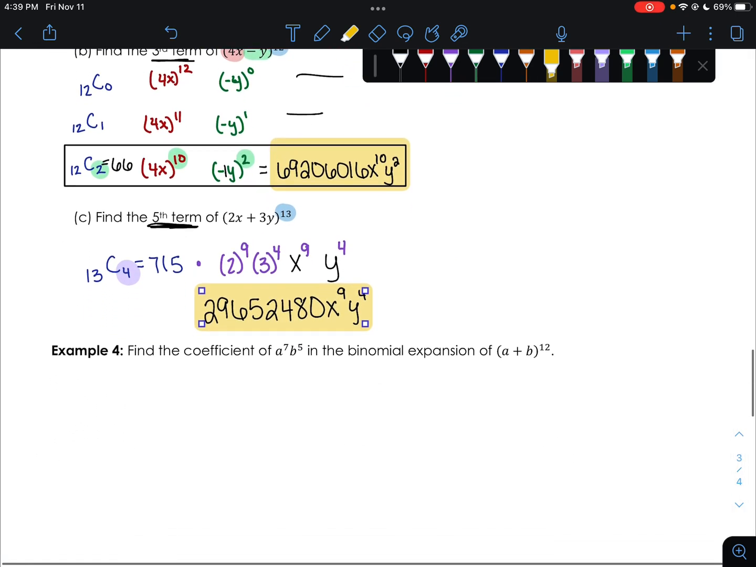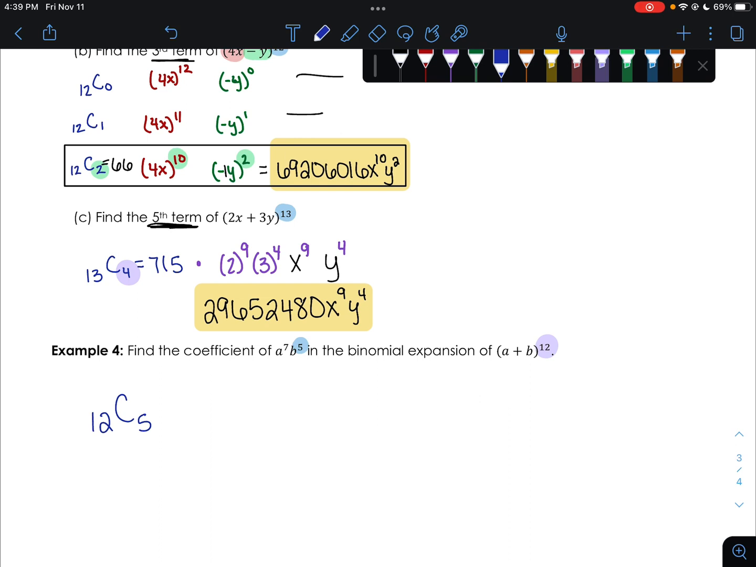Next, we want to find the coefficient of a to the 7th, b to the 5th in the binomial expansion of a plus b to the 12th power. So it's to the 12th power. So we know we're doing 12 choose something. How we figure that out is we look at the exponent of the second variable, which is 5. So it's going to be 12 choose 5.